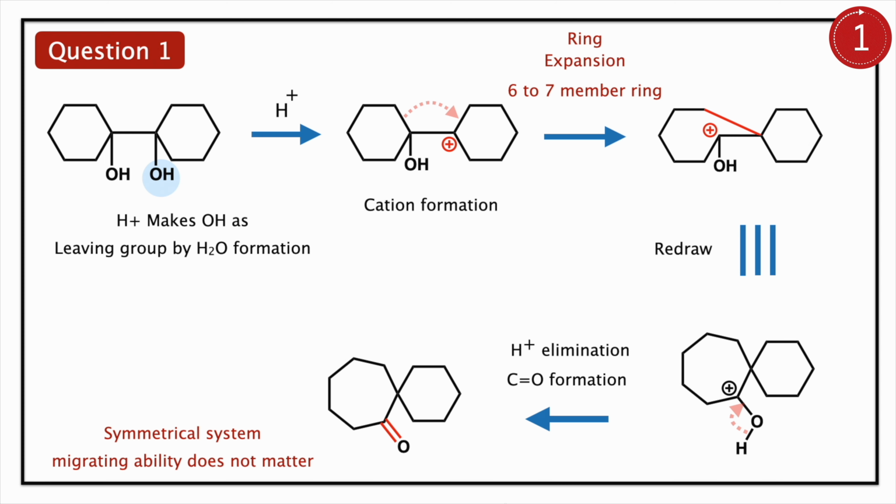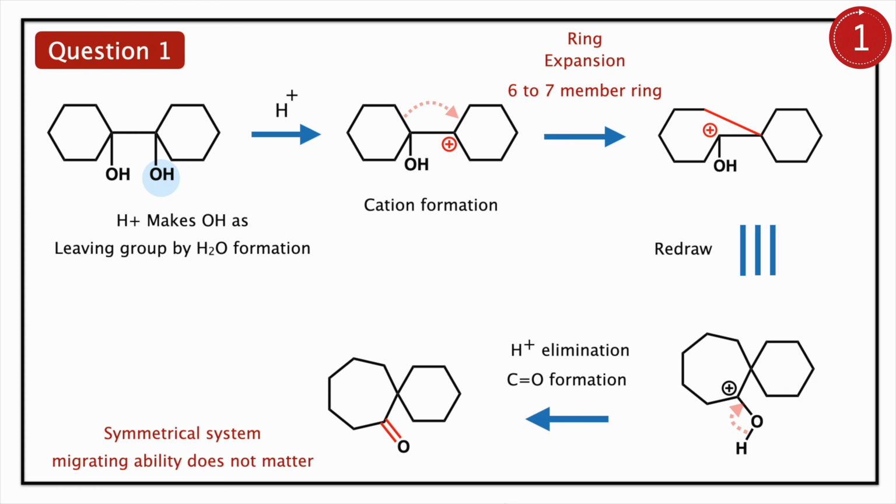First will be abstraction of OH by H+. H+ takes the OH and forms the cation. Then the cation has to be quenched, so the ring expands to quench the cation. The cation forms near the alcohol. During the transition, you have ring expansion. The 6-member ring becomes a 7-member ring.